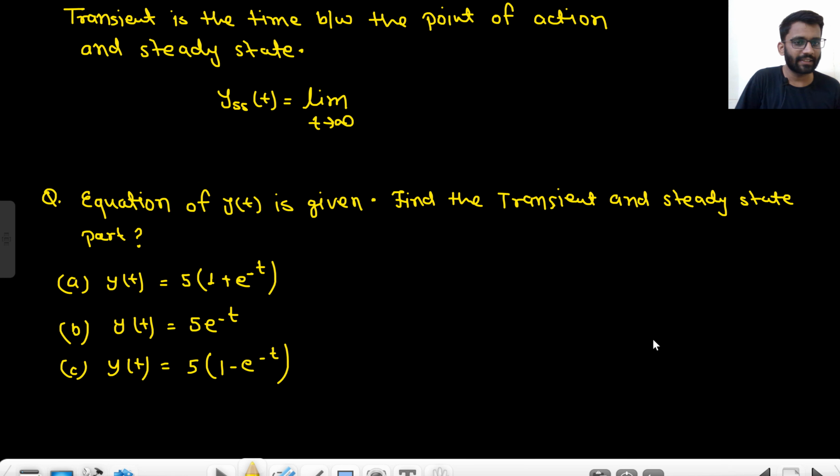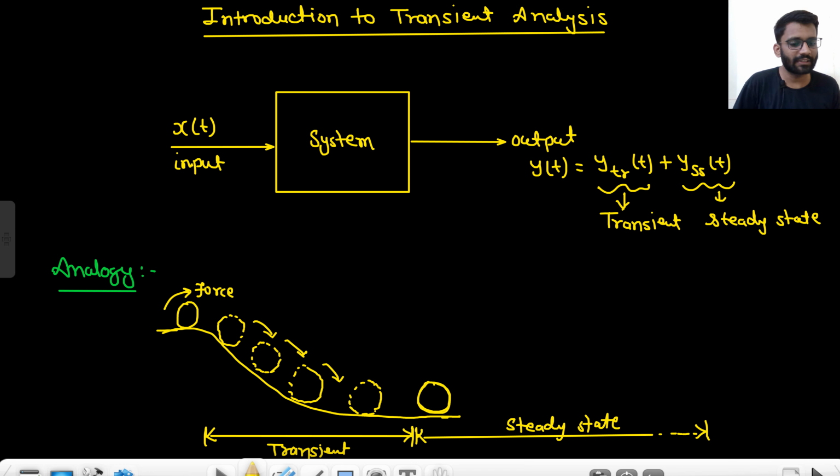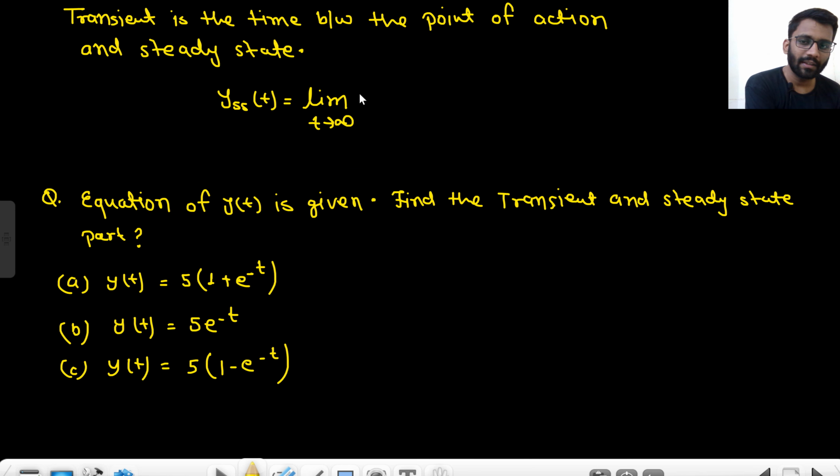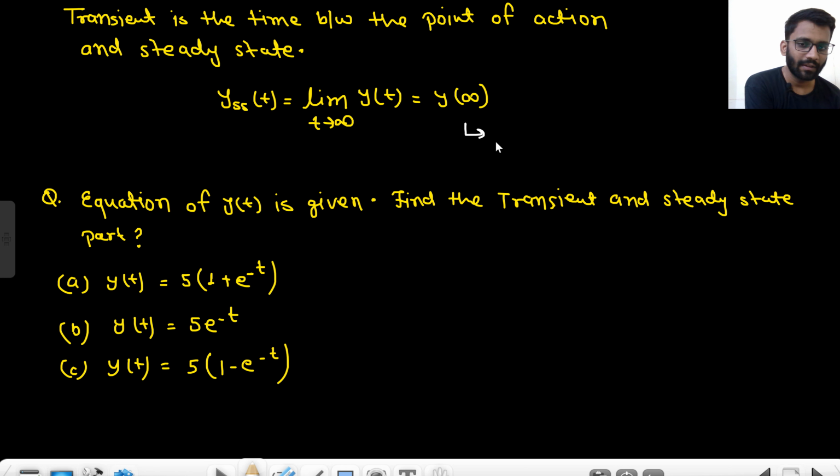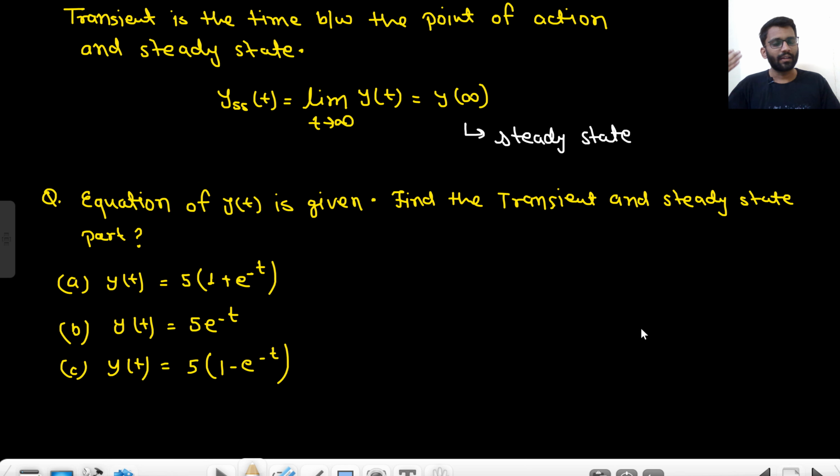So what is actually steady state? We have two responses, transient and steady state. So what is steady state? When t is equal to infinity in y(t), that we call steady state. So you can write y(infinity). This is what we call steady state, because we don't really know at what time we will reach the steady state, right? So for reaching the steady state, we put t equal to infinity. That's what we call steady state.